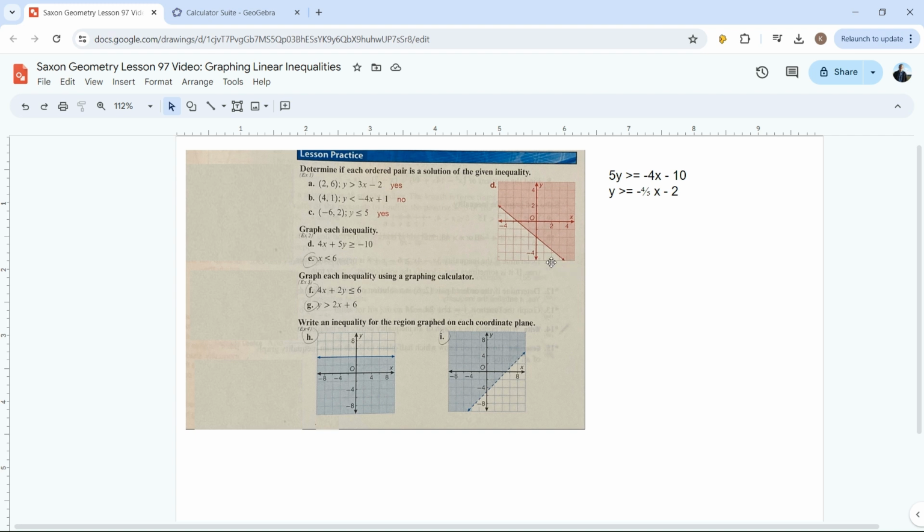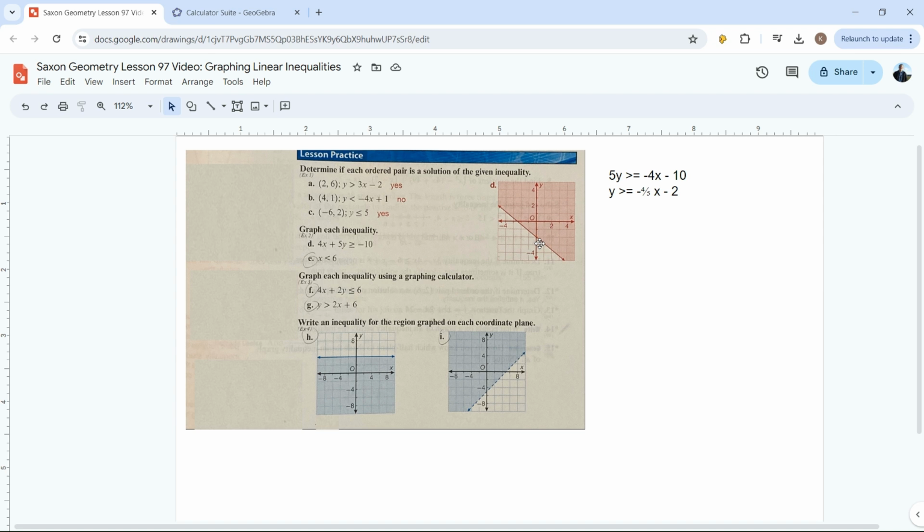Now that's how I would have done it. We could go up 4, 1, 2, 3, 4, but then we have to go over to the left 5. 1, 2, 3, 4, 5. You see it passes through that point. I would graph several of those points, just from the y-intercept first and then using the slope. And then we have to make some choices.